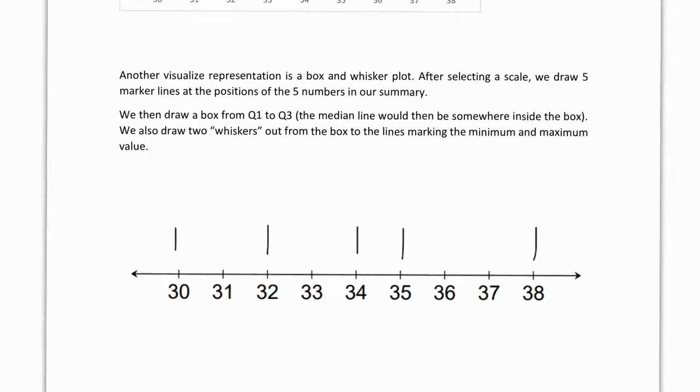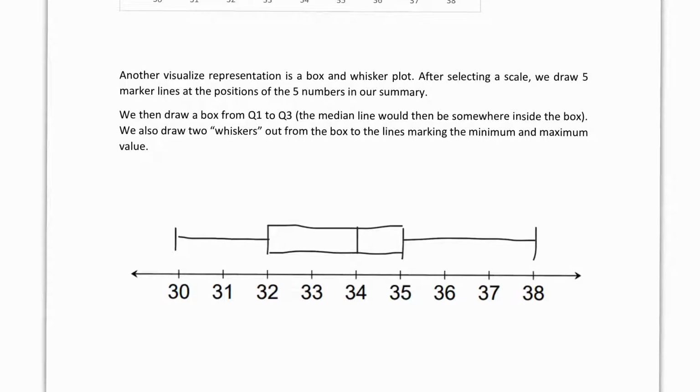Then what we do is we draw a box from Q1 to Q3. So just like this, creating a box. And then we draw lines out to these two, which are called the whiskers. So it's called a box and whisker plot.